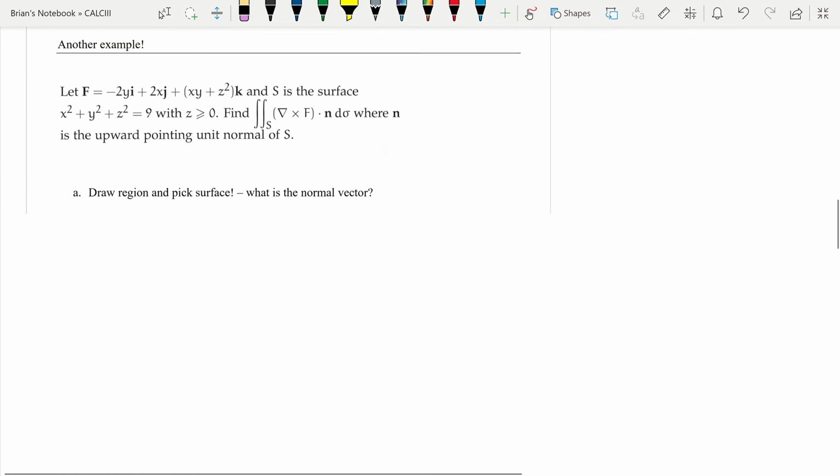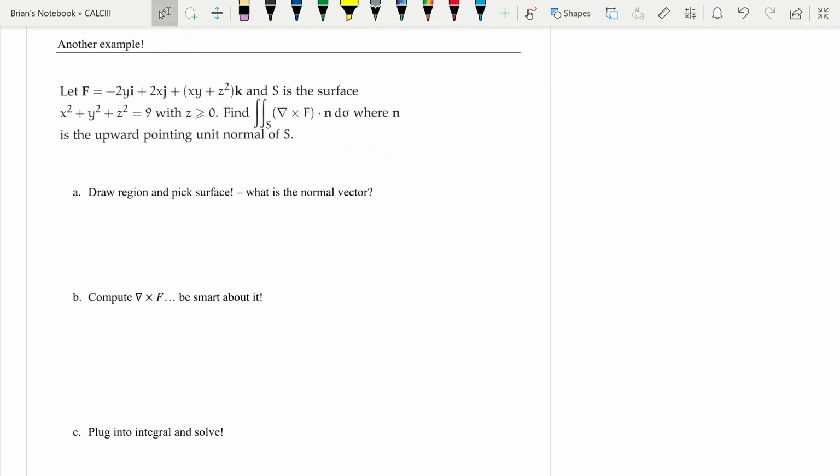Let's see another example. So you get a function equation. If we're taking the exam, I see that del cross F right there, which means that, boom, we're going to be doing a Stokes problem, no question. Upward pointing normals, unit vector. And then S is the surface, x squared plus y squared plus z squared.